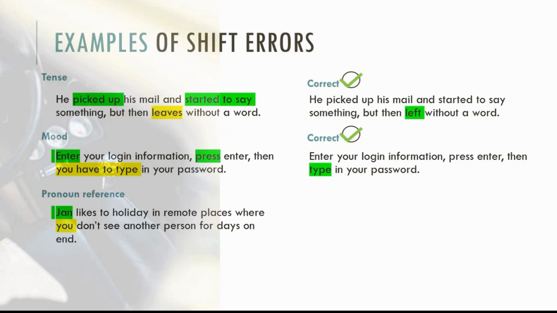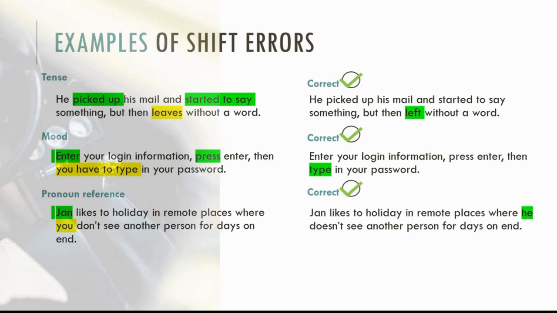Pronoun reference. Jan likes to holiday in remote places where you don't see another person for days on end. Jan likes to holiday in remote places where he doesn't see another person for days on end. Again, we all use this switching to "you" in our casual conversation, but we don't want to do that in our academic writing.